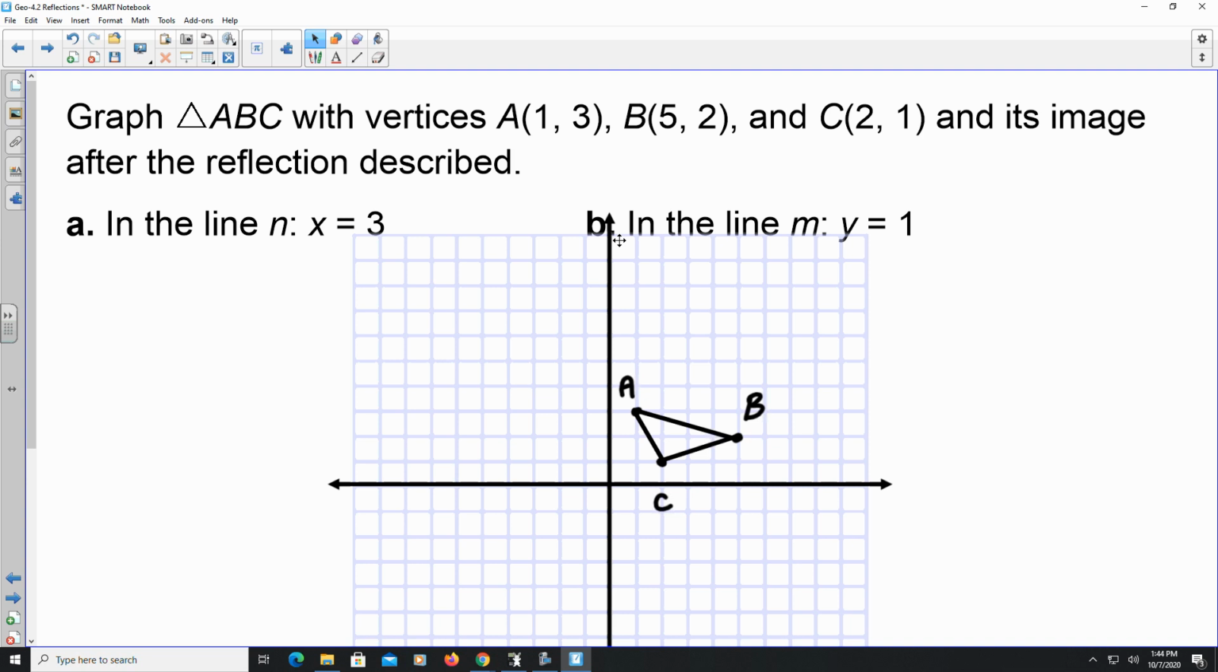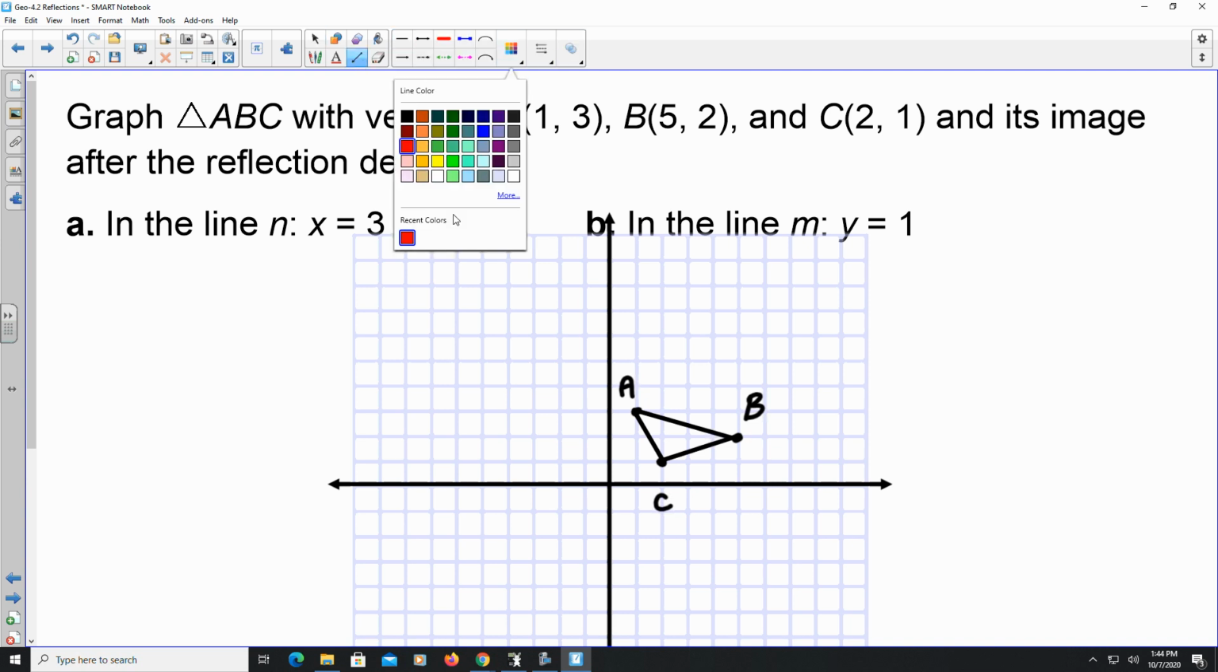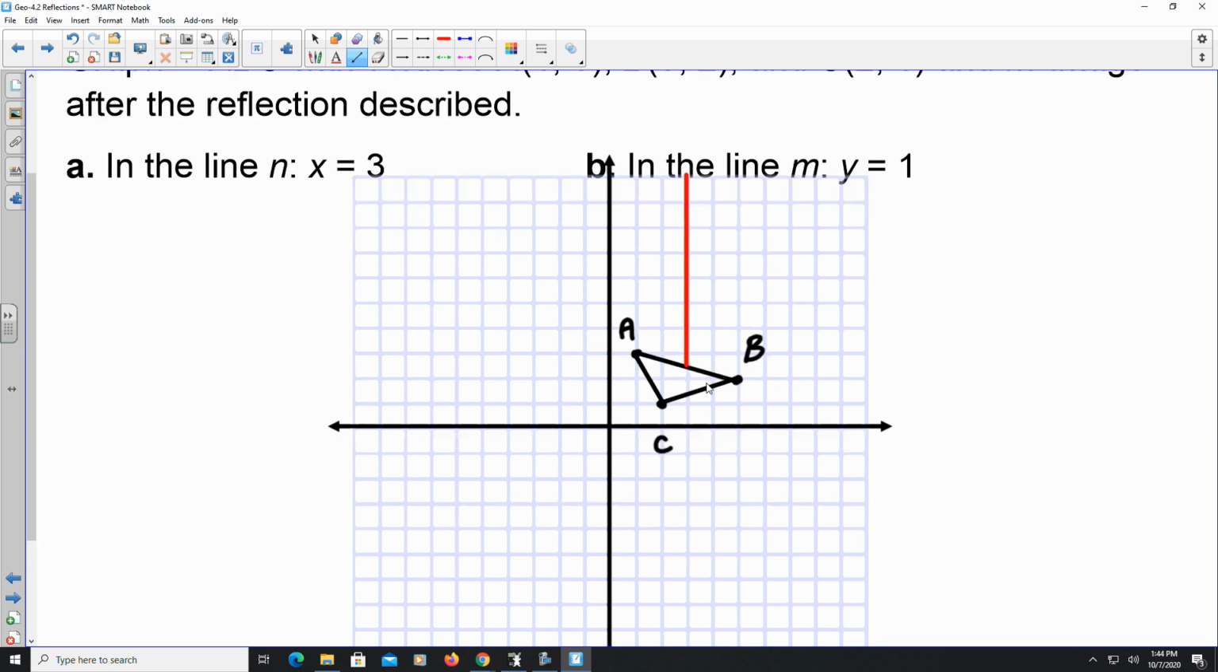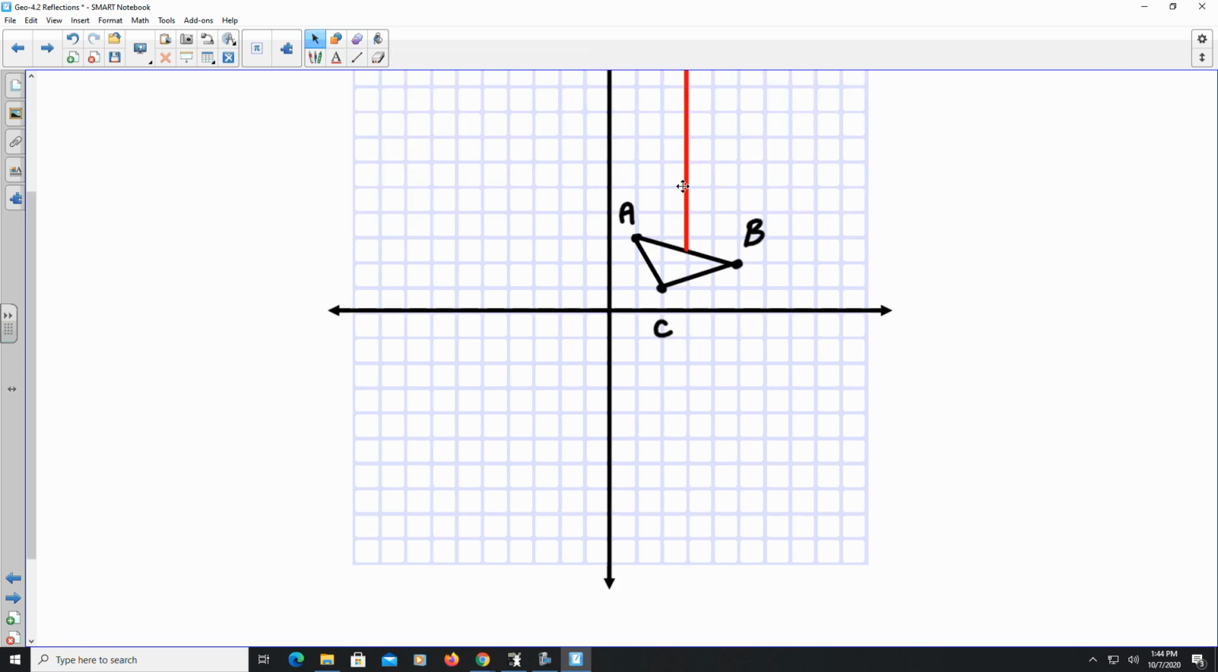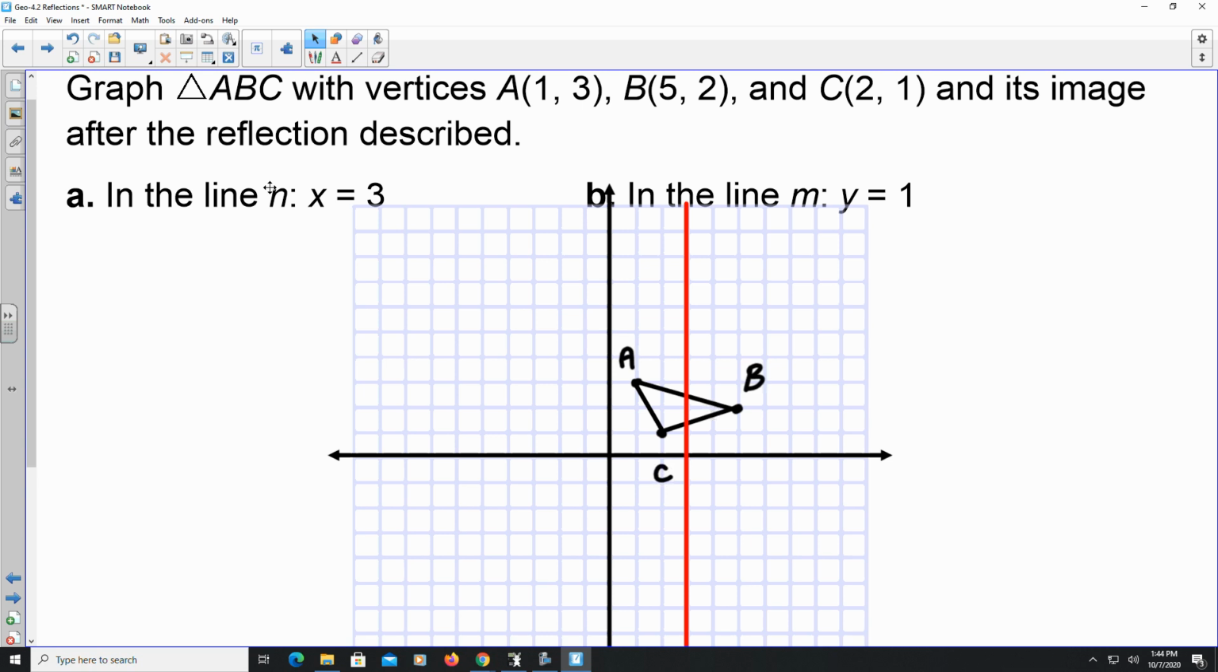They want us to reflect over x is equal to 3. So x is equal to 3 is a vertical line at x is 3. I'll make it red so we can easily identify it. So this red line is going to be our line of reflection. What we now need to do is find what A prime, B prime, and C prime are.